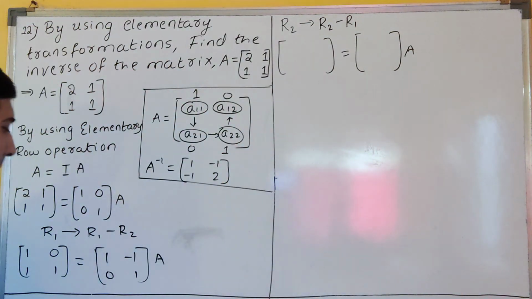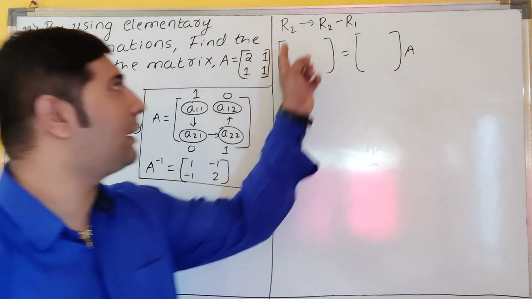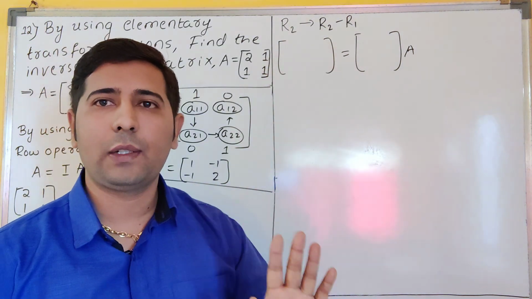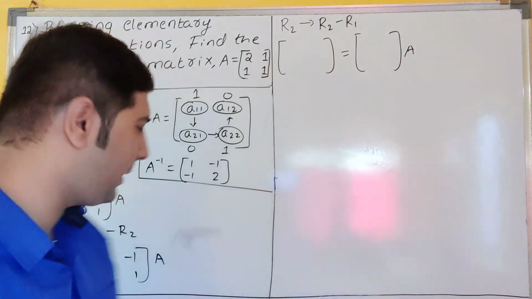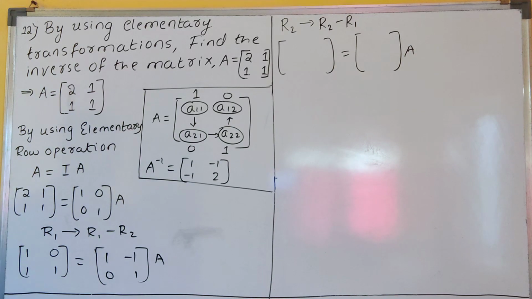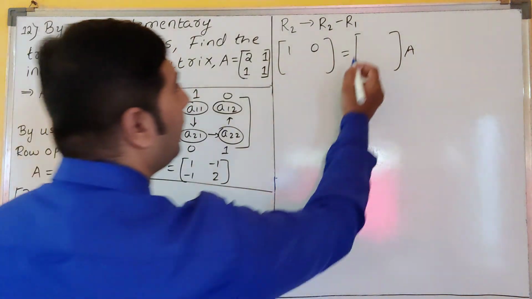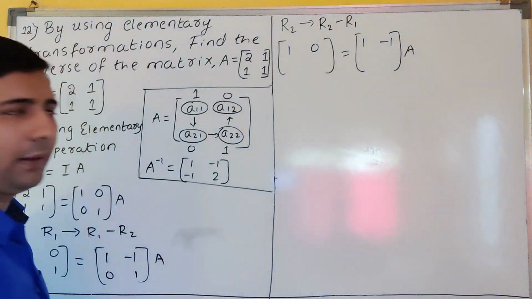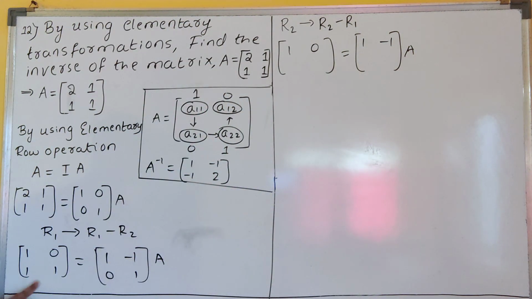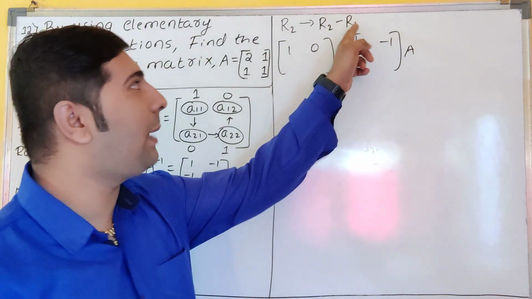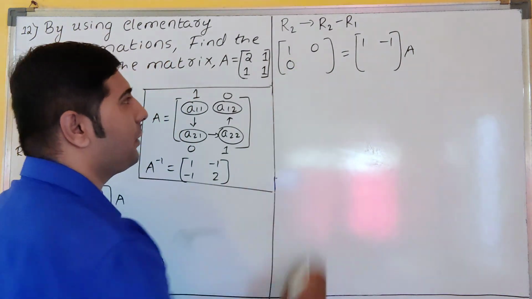So now see here. R1 is not changing. You are changing what? R2. R1 is not changing means you write R1 as it is. R1 is what? 1, 0. 1, 0 I will write. 1 minus 1, 1 minus 1 I will write. So now we will apply the operation. R2 is how much? 1. R1 is how much? 1. 1 minus 1, 0, dear students.